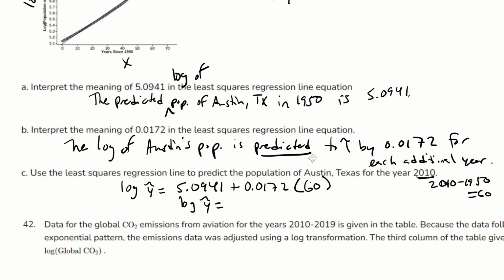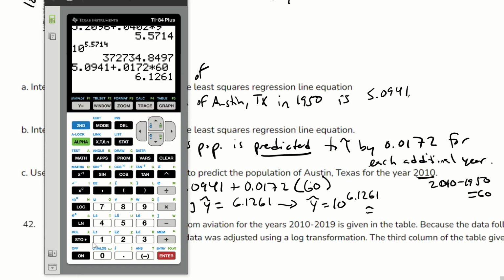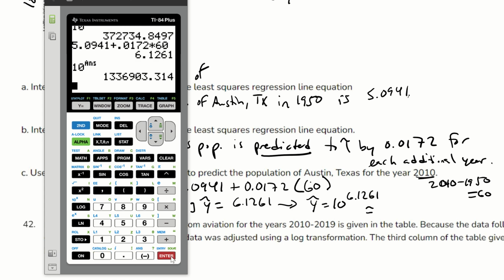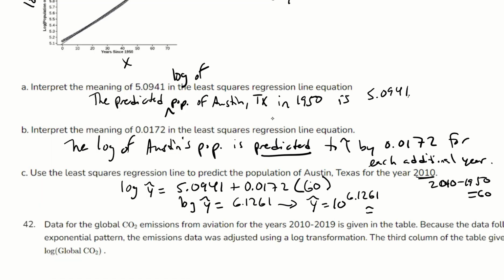So 6.1261. That means y hat is equal to 10 to that power. Ten to the answer power. All right, so in this case, we get 1,336,903 people. All right, there's our prediction.